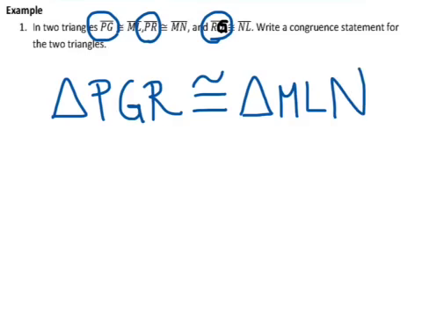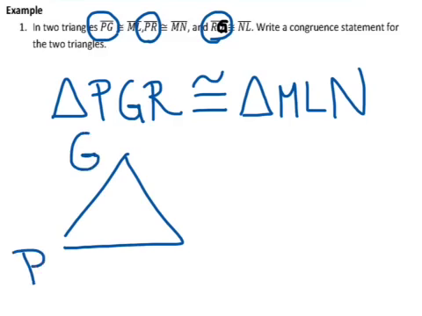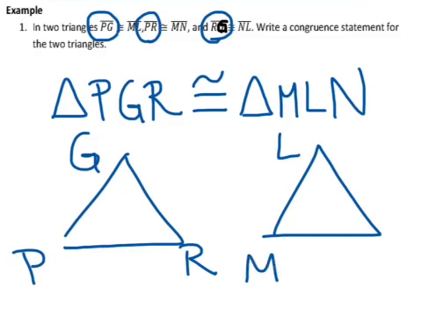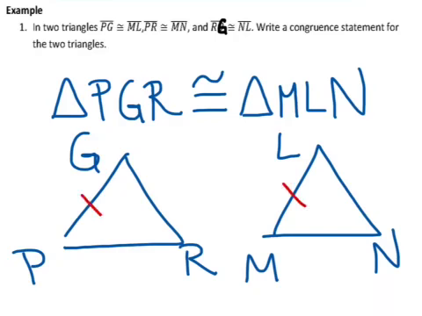This is our congruence statement, but let's actually verify this by looking at the diagram of the two triangles. So I'll name this first triangle PGR and the next triangle MLN. Now, in order to verify, I'm going to indicate that my sides are congruent to each other using slashes. So, PG is congruent to ML, PR is congruent to MN, and RG is congruent to NL.